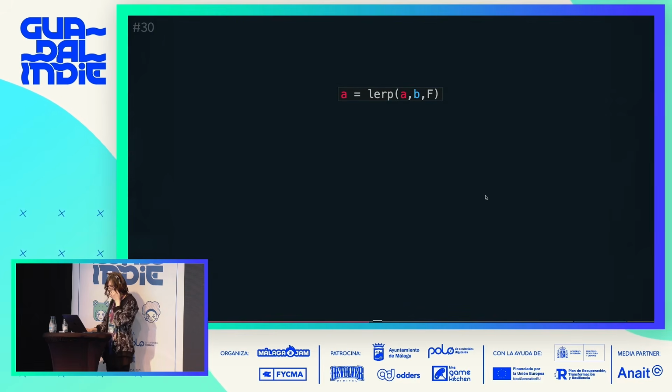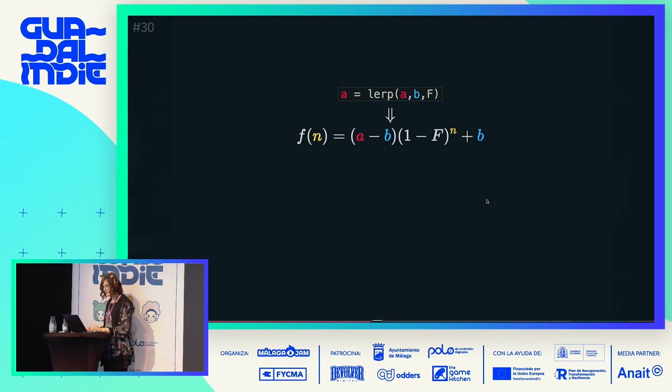OK, so all right, we started with this lerp function, a equals lerp(a, b, f). And then we worked out the continuous variant of that, in other words, the version that's not recursive. And the cool thing about this function is that we don't need to know the previous frame's value. That was the annoying thing with lerp smoothing, that it's a recursive function.